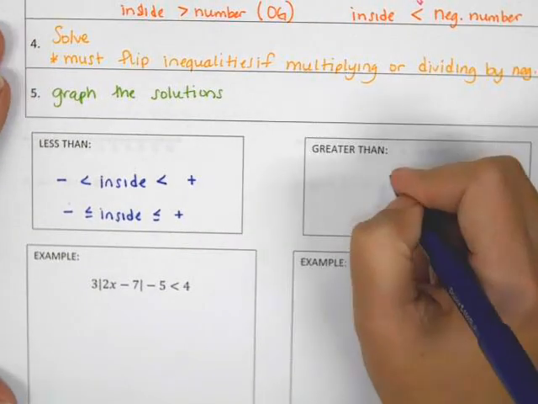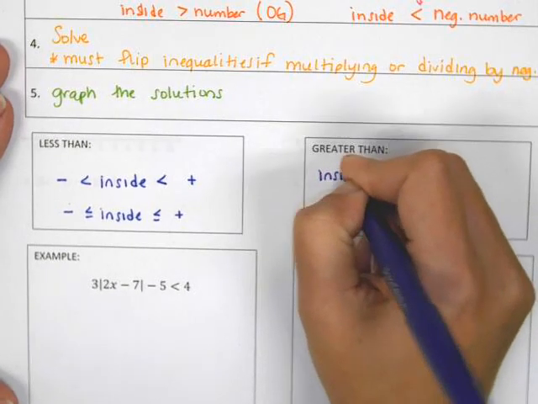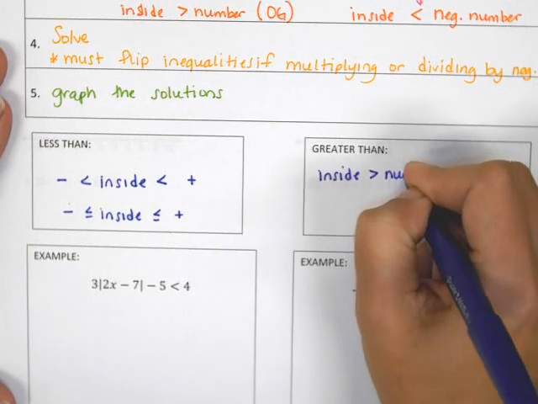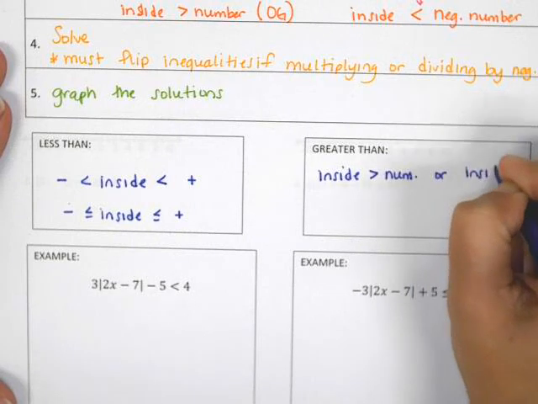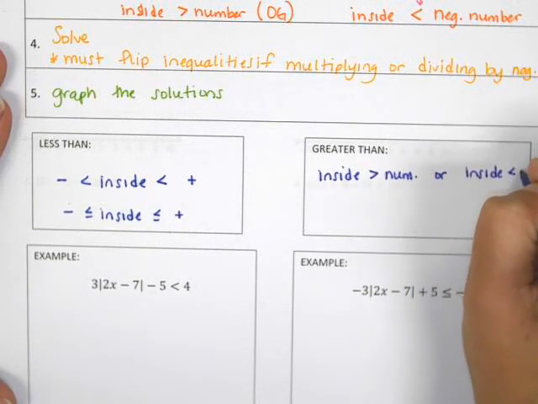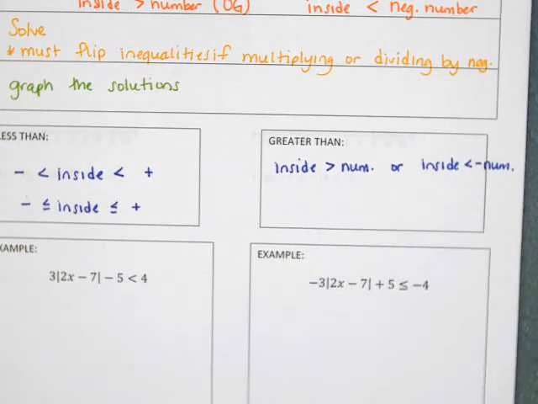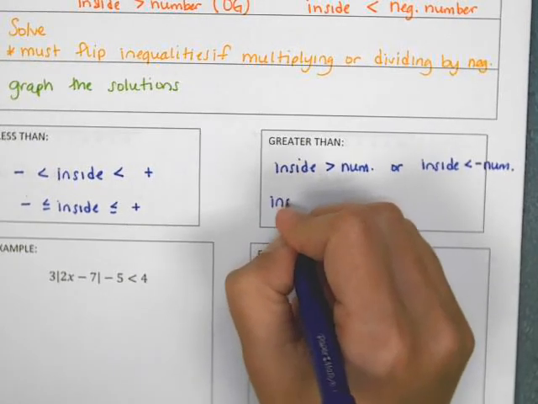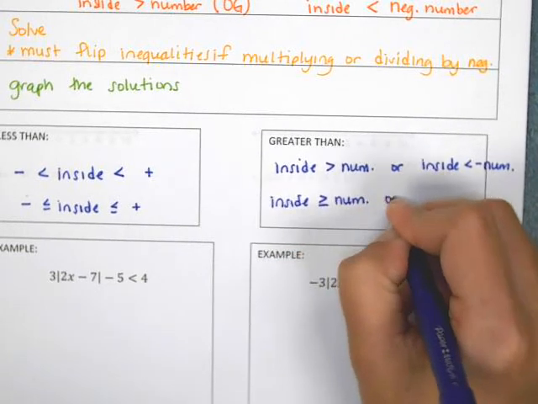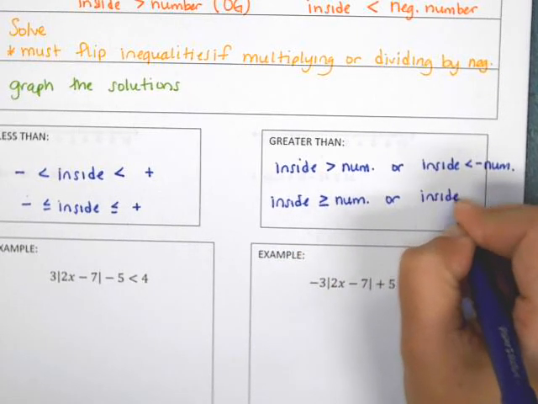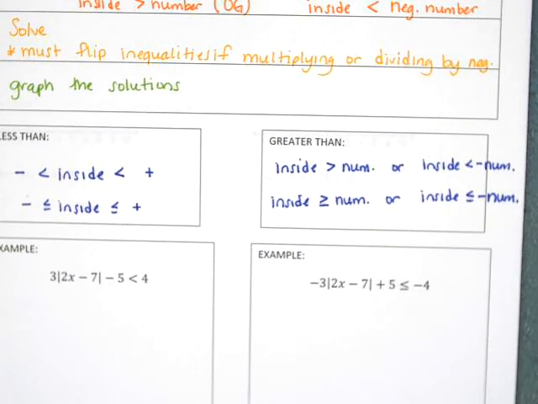If it's a greater than, then you're going to end up with the inside stuff is greater than the number, and then separately, the word or, the inside stuff is less than the negative number. So I put a little negative symbol there. Also, you could end up with the inside stuff is greater than or equal to the number, or the inside stuff is less than or equal to the negative number. It just sort of depends on which symbol you actually start with.